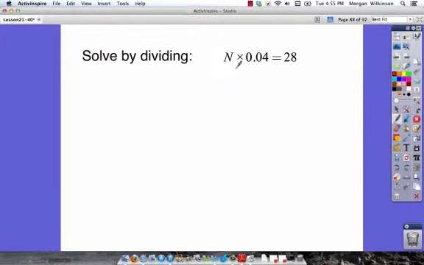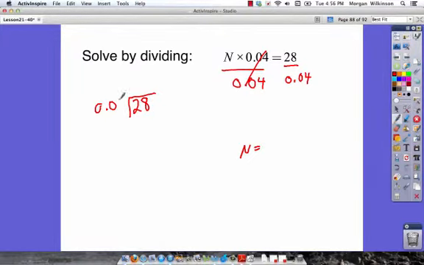Okay, we've got one more problem. We're going to solve by dividing. We have n times 0.04 is equal to 28. Now in this problem we want n by itself, so in the end it should be n is equal to something. So the number we want to get rid of is 0.04. We're going to divide by it. 0.04 cancels. We're going to divide by 0.04. So the problem that we have to solve is 28 divided by 0.04.